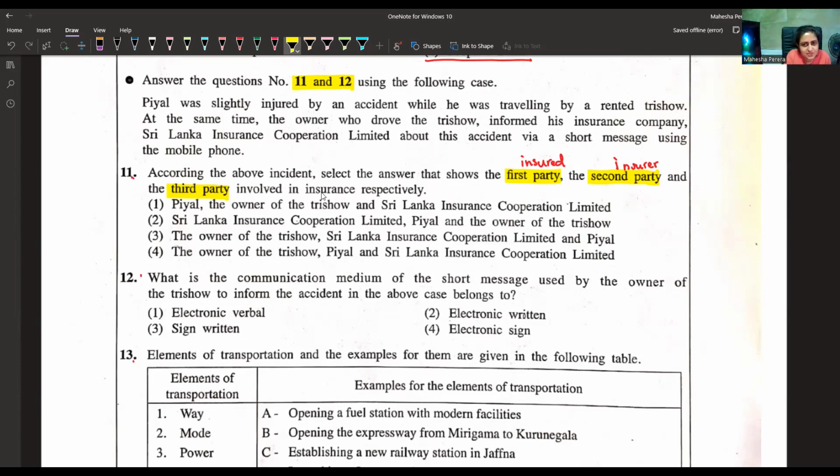Inform his insurance company, Sri Lanka Insurance Corporation Limited, about this. This is our insurer, no? And about the accident via a short message using the mobile phone. Now, who is our insured? It's not definitely PL. It has to be the owner of the Trishow, no? The owner of the Trishow has to be our insured.